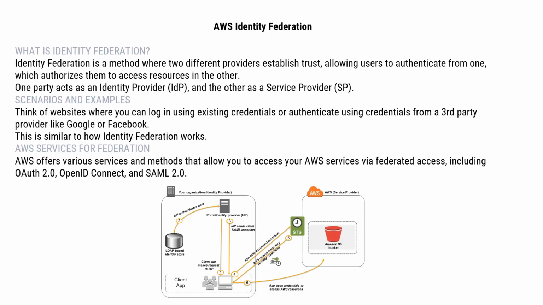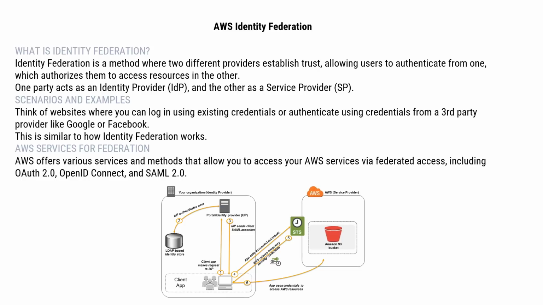Now let's understand what AWS Identity Federation is and how it works. Identity Federation is a method where two different providers establish trust, allowing users to authenticate from one, which authorizes them to access resources in the other. One party acts as an identity provider and the other as service provider. Think of websites where you can log in using existing credentials or authenticate using credentials from a third-party provider like Google or Facebook. This is similar to how Identity Federation works.